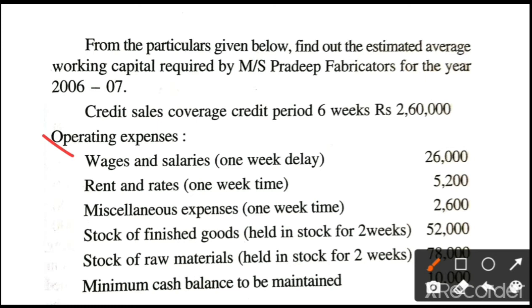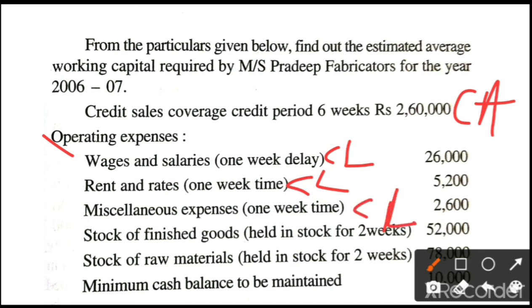Next, wages and salary. This is a 1 week delay. Delay means nothing but outstanding. We have not paid, so that is a current liability. You have to do 26,000 into 1 divided by 26. Be careful, 1 divided by 52. Rent and rates, 1 week. Rent and rates is a responsibility; we have to pay but have not paid, so that is again a current liability. Again 5,200 into 1 by 52. Next, miscellaneous expenses for 1 week. Miscellaneous expenses are also current liabilities. Again 2,600 into 1 by 52.